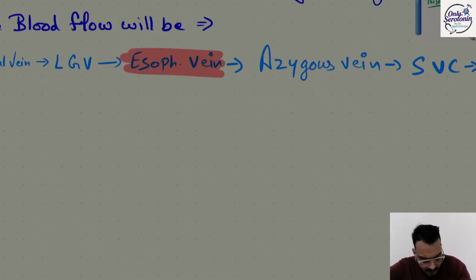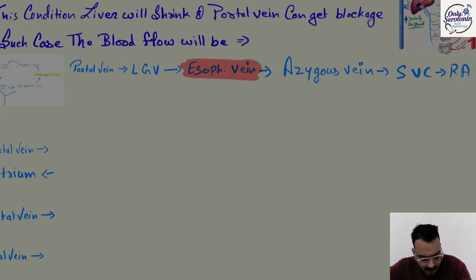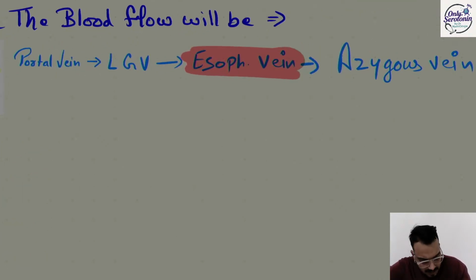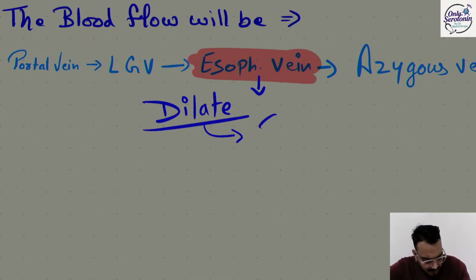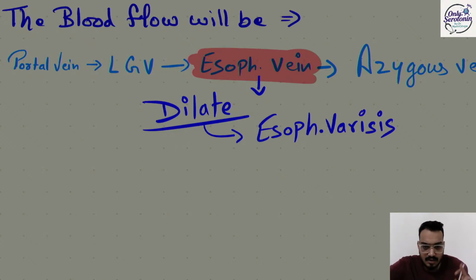Esophageal vein is very important because now blood flow is changed. What will happen? This esophageal vein will get dilated. Once my esophageal vein got dilated, patient can suffer from esophageal varices. Corkscrew appearance will be seen in angiography or venography, right?